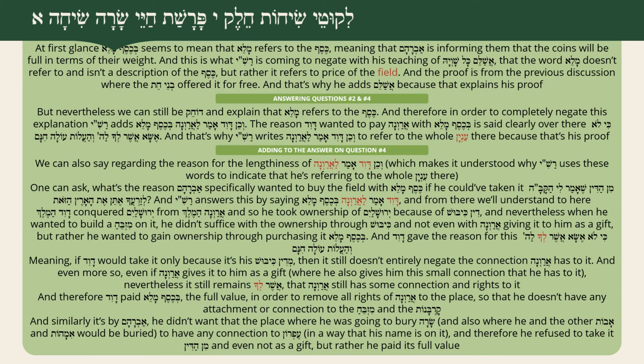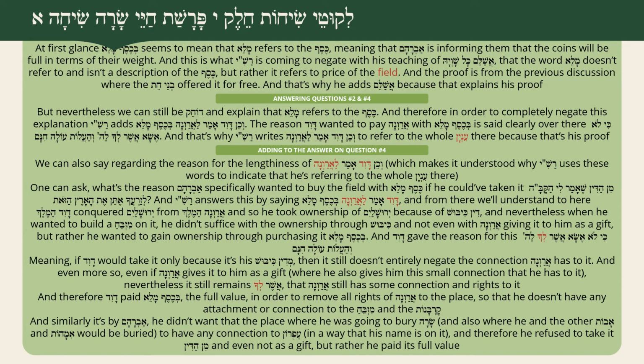And even more so, even if Aravna gives it to him as a gift, where by giving it as a gift, he also gives him this small connection that he has with it, even after the kibush, the conquering, nevertheless it still remains asher lecha. It's still Aravna's. The Sicha doesn't explain exactly how it is. Maybe it's because he gave the gift, so there's some type of connection to him. He's the one that gave it as a gift. So it still remains Asher Lecha, that Aravna still has some connection and rights to it. And therefore David paid Bekesef Male the full value in order to remove all the rights of Aravna to the place, so that it doesn't have any attachment or connection to the Mizbeach and the Karbanos.